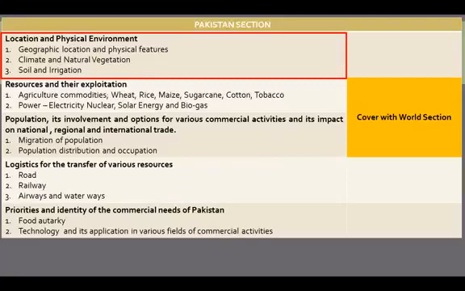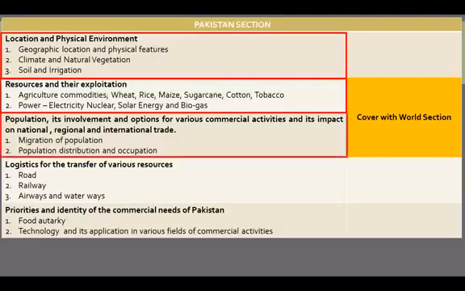Pakistan has one of the most primitive types of irrigation systems and consists of a big network of canals, dams, and barrages. So we can study these things in that topic. Then resources and their exploration, agriculture commodities. Here we once again come to the agriculture activity. This topic has been covered in the previous world section as well, where we prolong that section and cover this topic.